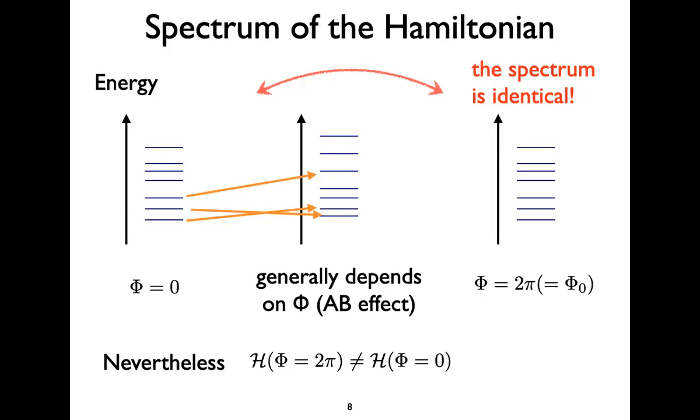And also, as I said, physically, as long as you measure whatever quantity in colored region, electrons cannot know if they have zero flux inside or 2 pi flux inside. So physically, these two limits must be equivalent, although Hamiltonians are different.